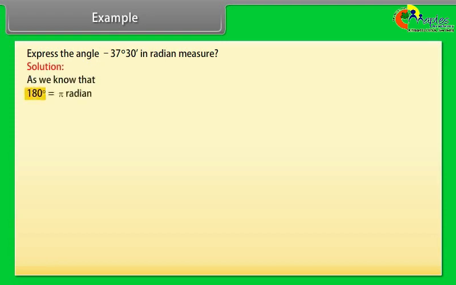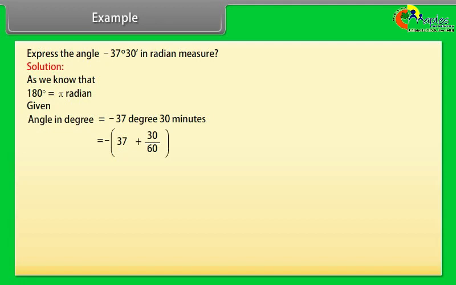Example. Express the angle minus 37 degree 30 minutes in radian measure. Solution. As we know that 180 degree is equal to pi radian. Given angle in degree is minus 37 degree 30 minutes, which is equal to minus of 37 plus 30 by 60, is equal to minus of 37 plus 0.5, is equal to minus 37.5.